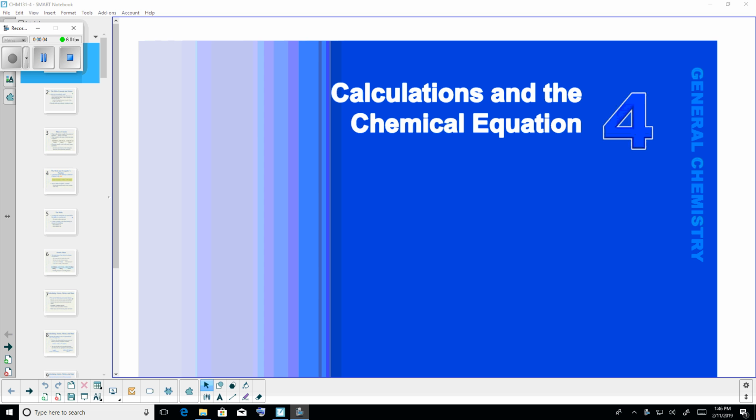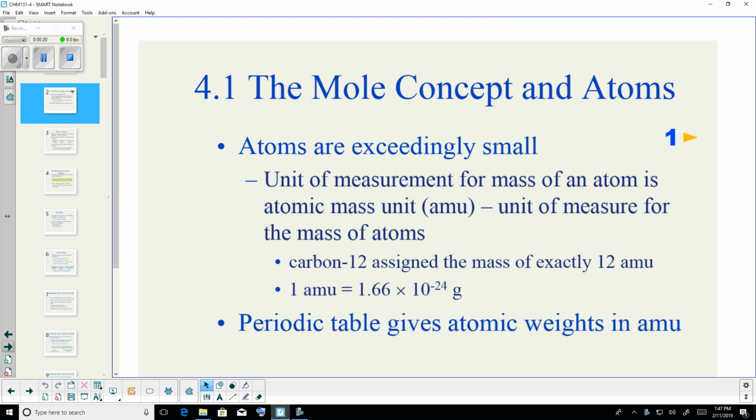All right. We're going to start with probably what most people consider the most difficult chapter, chapter 4, chemicals and calculations in the chemical equations. The mole concept in atoms. So atoms, if you hadn't realized it, are really small.